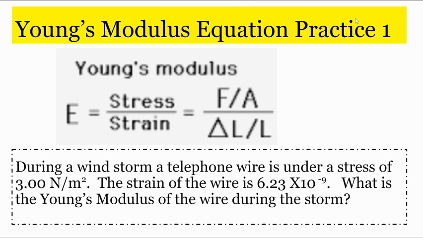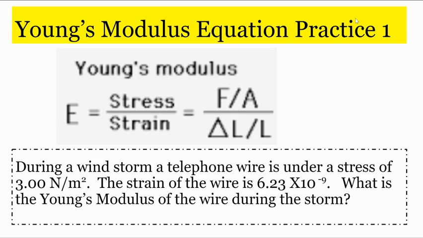Okay, so now we're going to shift and work on solving Young's modulus problems from word problems instead of from experimental data sets. So here's our first problem. Again, I'd encourage you to write this down into your notes. During a windstorm, a telephone wire is under a stress of 3 newtons per meter squared. The strain of the wire is 6.23 times 10 to the negative ninth. What's the Young's modulus value for the wire during the storm?